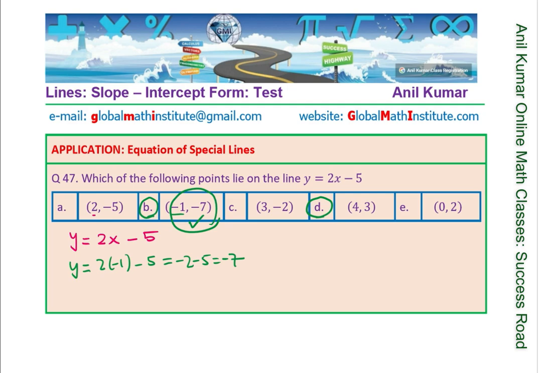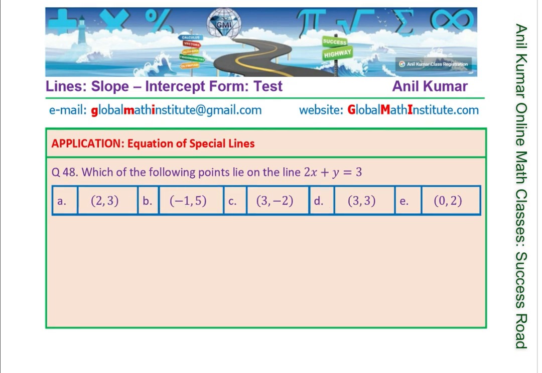Is that clear to you? The next question here is very similar to the previous question, which says, which of the following points lie on 2x plus y equals to 3? Well, in this case, you can write down 2 and 3 as x and y values and check whether you get 3 or not, right?